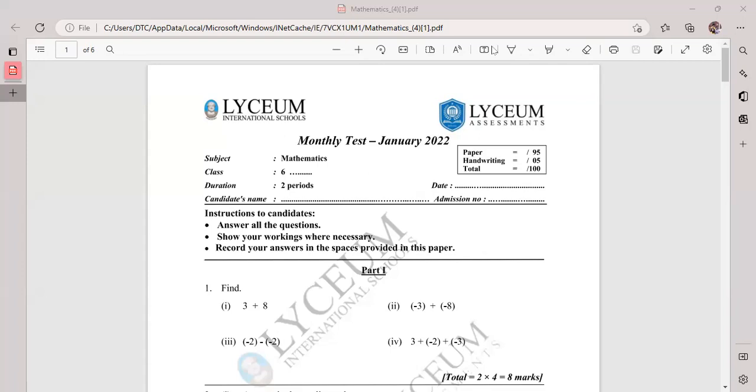So I hope all of you can remember that last time, when you had the October monthly test paper, we had a few past paper discussion videos. So this time also I'll bring a few past papers for your January monthly test. This is the grade 6 January monthly test paper, 2022. Hope all of you can see the screen.